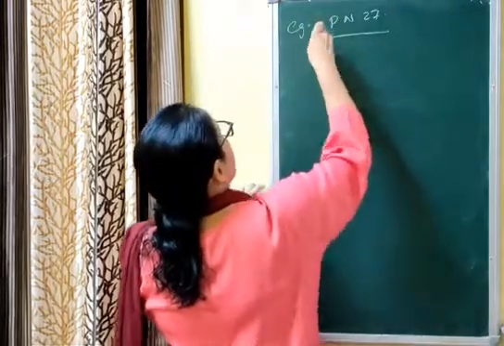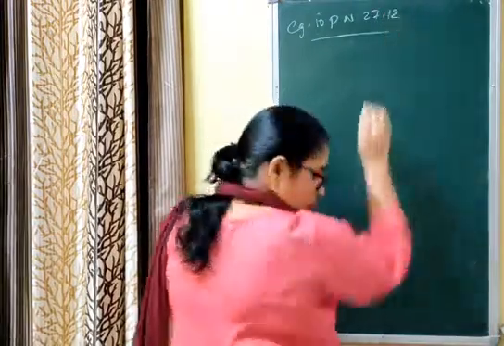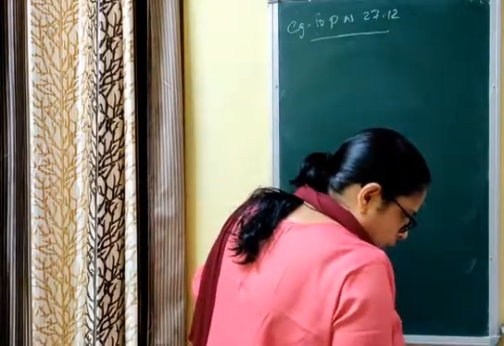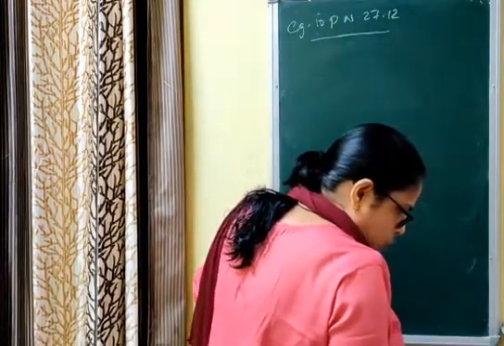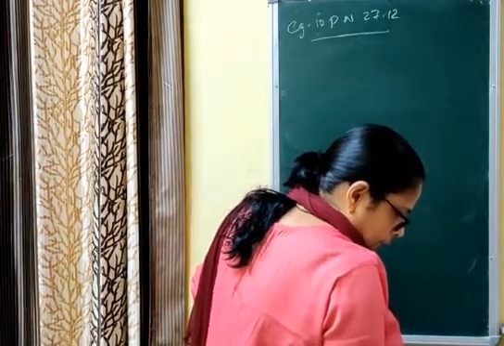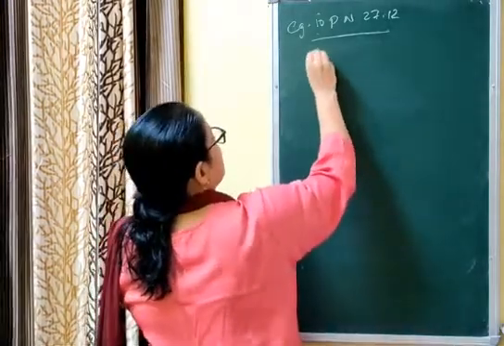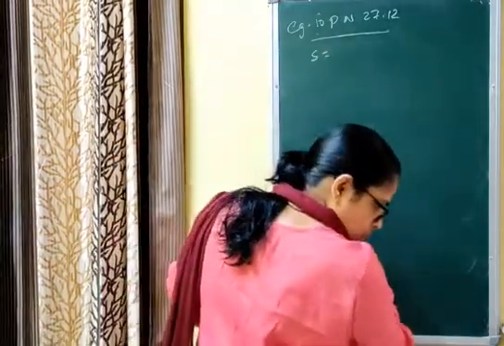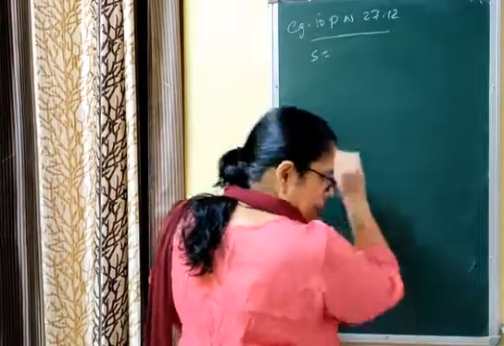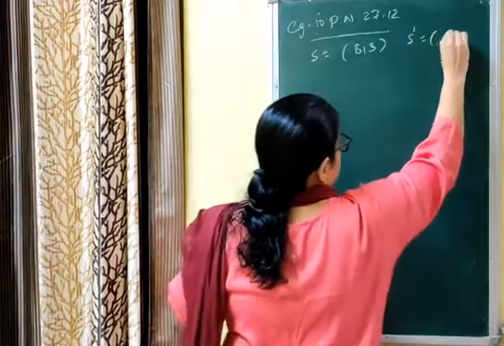Example 10 of page number 27.12. I am reading the question. Find the equation of hyperbola whose foci are (8,3) and (0,3) and eccentricity is 4/3. Now foci are given. Let S be the first focus and S dash the second focus. S is given as (8,3) and S dash is given as (0,3).